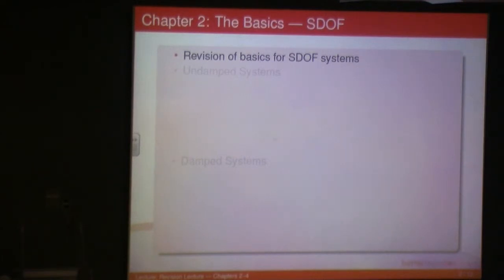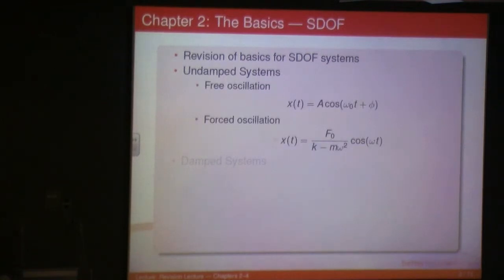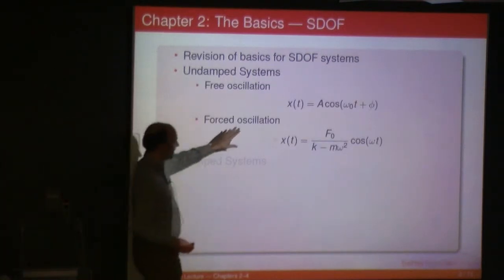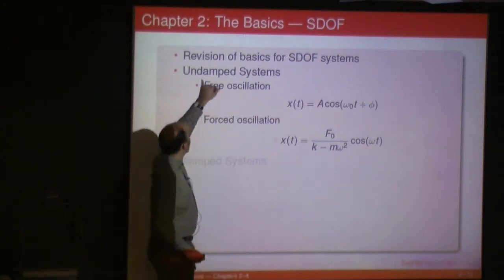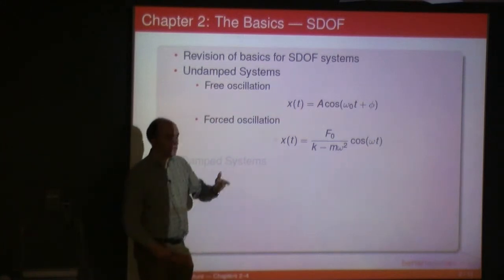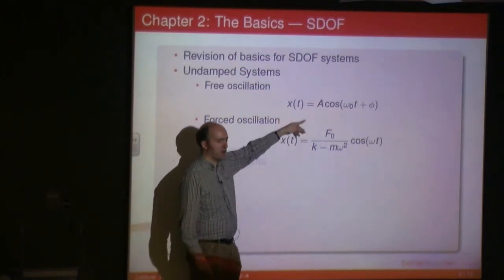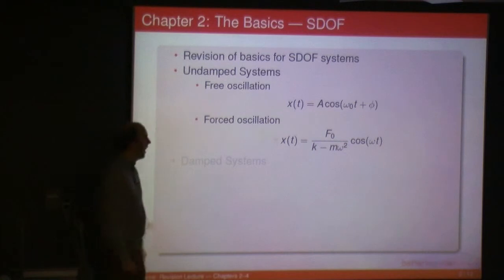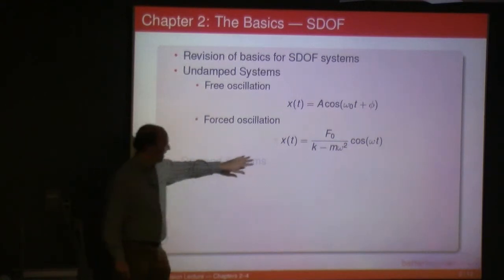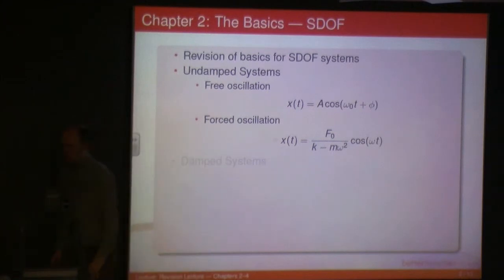There were 2 equations to do with undamped systems: free oscillation and forced oscillation. These are the solutions to the equation for an undamped system. So you've got mx double dot plus kx. If that was equal to 0, you have a free oscillation, and that's the solution to that equation. And if you've got a force there, then obviously this is the solution.